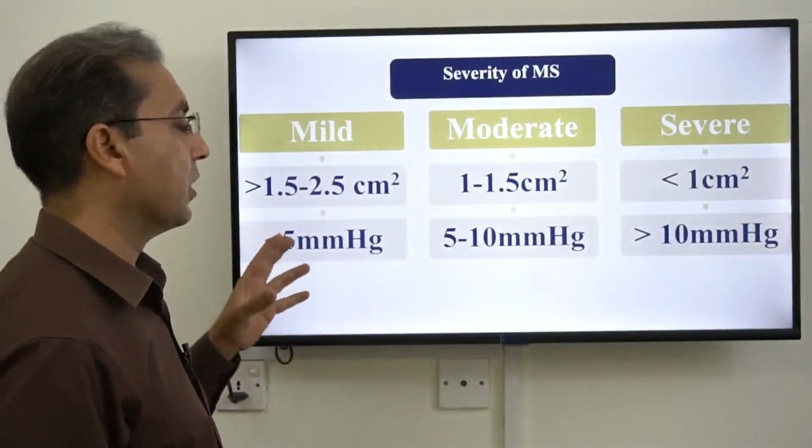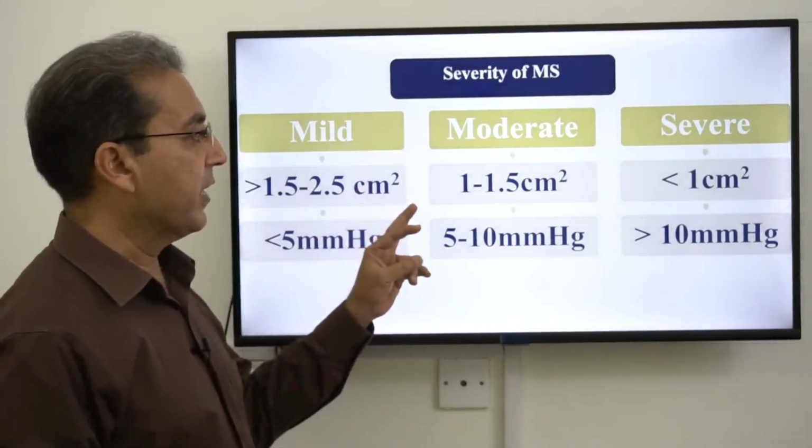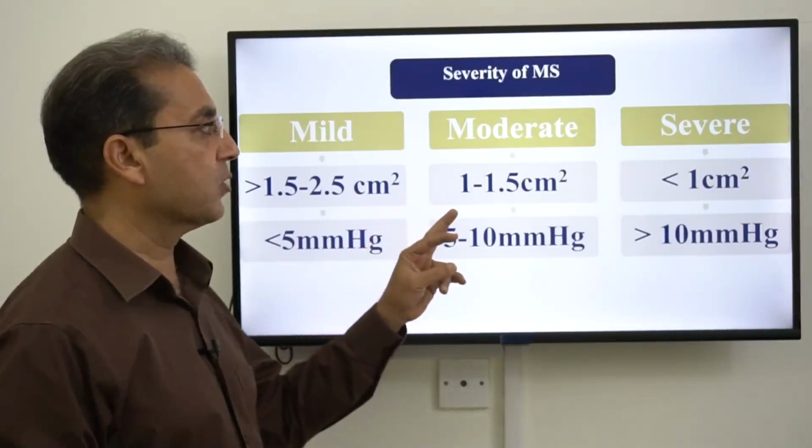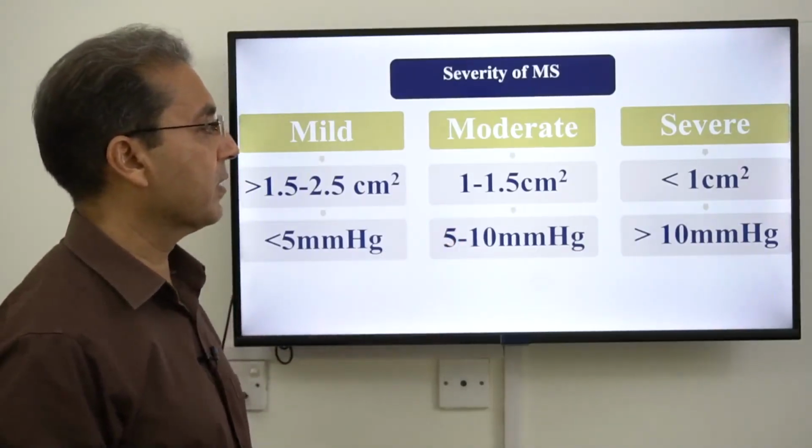The pressure gradient is usually less than 5 millimeters of mercury. But if the valve area is between 1 and 1.5 centimeters square, the pressure gradient is between 5 to 10 millimeters. This is called moderate mitral stenosis.